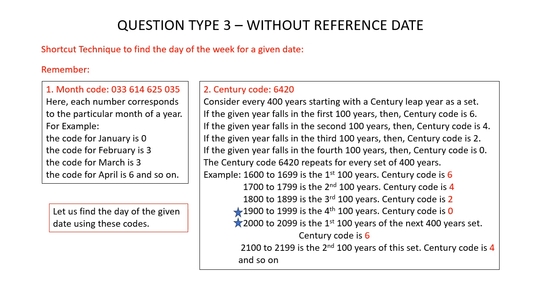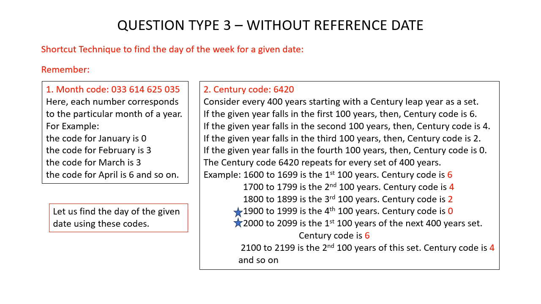If the given year falls in the first 100 years, then the century code is 6. If the given year falls in the second 100 years, then century code is 4. If the given year falls in the third 100 years, then century code is 2. If the given year falls in the fourth 100 years, then century code is 0. The century code 6420 repeats for every set of 400 years starting with a century leap year.